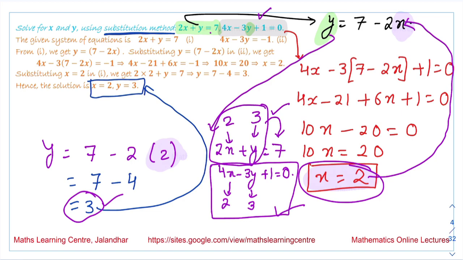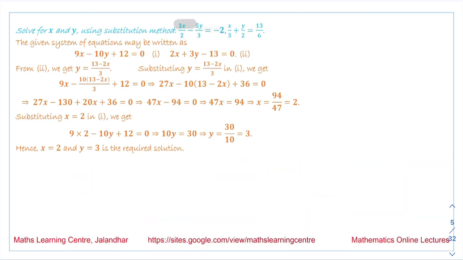Now the next question we have, these two equations are given to us. One is 3x by 2 minus 5y by 3 is equal to minus 2, and the second is x by 3 plus y by 2 is equal to 13 by 6. Now to solve these equations, first of all we take the LCM for both these and convert these equations. When we take the LCM for the terms, 2 and 3 are there. So the LCM over here is 6 and it becomes 9x minus 10y is equal to minus 2.